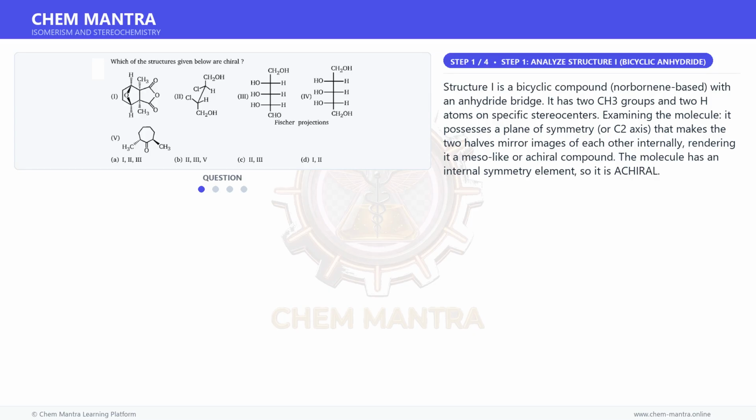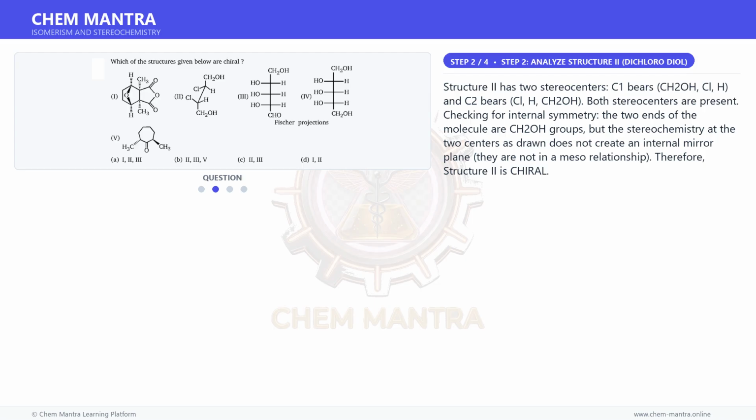Structure I is a bicyclic compound, norbornene-based, with an anhydride bridge. It has two CH3 groups and two H atoms on specific stereocenters. Examining the molecule, it possesses a plane of symmetry, or C2 axis, that makes the two halves mirror images of each other internally, rendering it a meso-like or achiral compound. The molecule has an internal symmetry element, so it is achiral. Moving on to the next step.